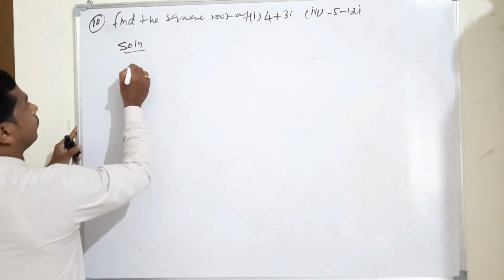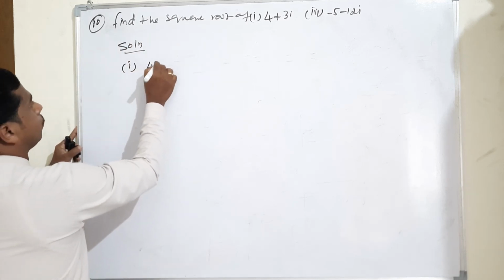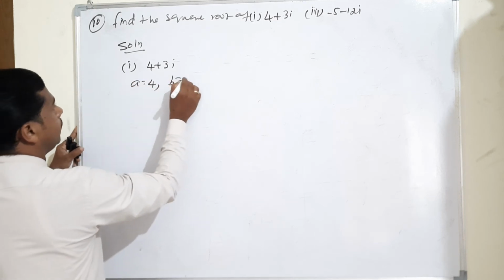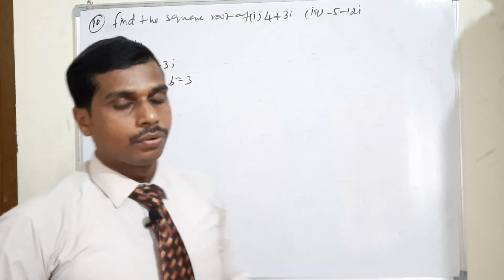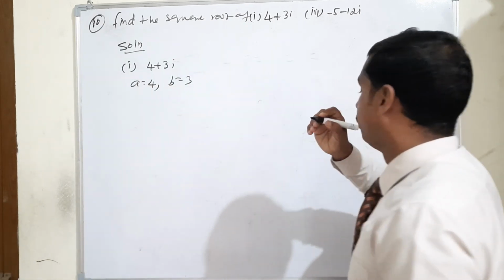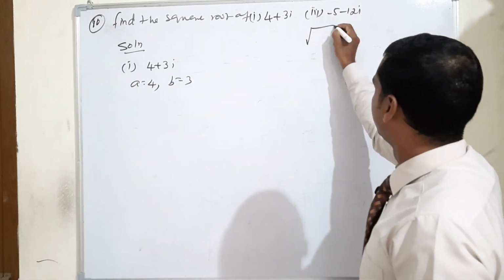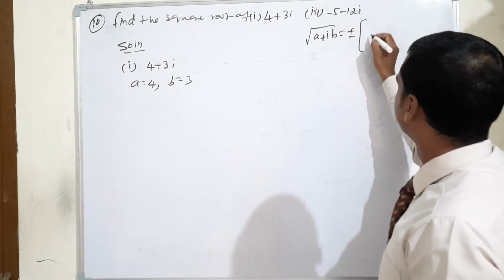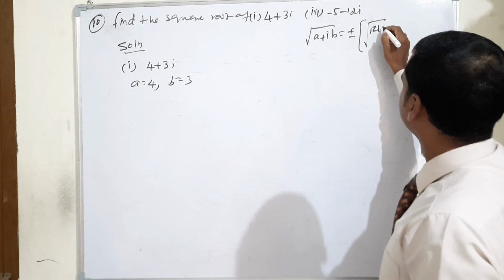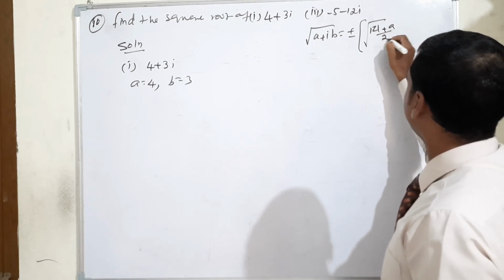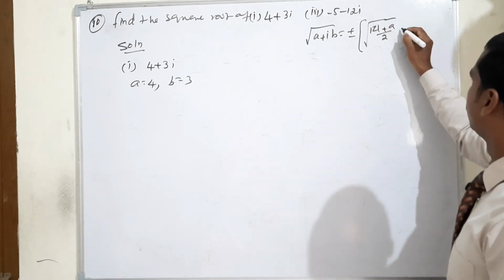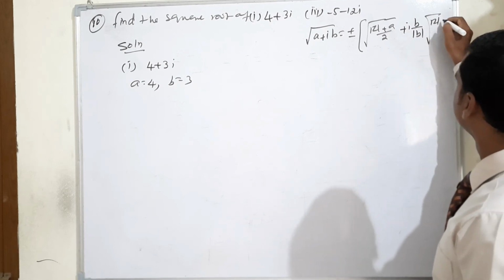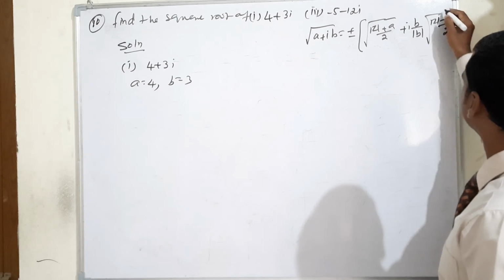Okay, question number 1, solution. Subdivision 1: 4 plus 3i. So a is equal to 4 and b is equal to 3. The formula for the square root I explained in the basic concept, isn't it? So a plus ib is equal to plus or minus square root of (modulus z plus a) by 2, plus i, b by modulus b, times square root of (modulus z minus a) by 2, isn't it?